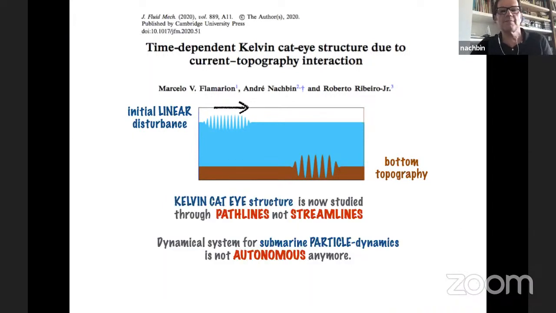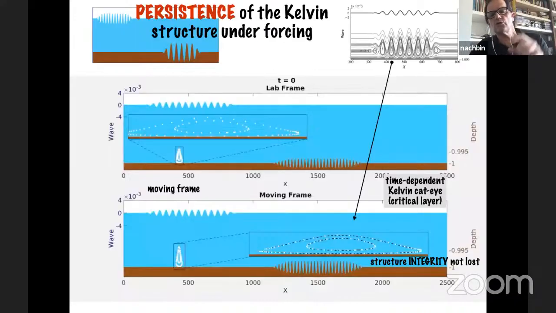And let me show you now an animation of this interacting with the topography. Here it is. You will see it in the lab frame and in the moving frame. So we already put the particles in the flat bottom where we would know there would be a cat's-eye structure.